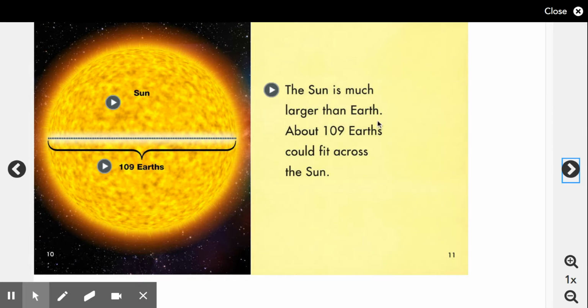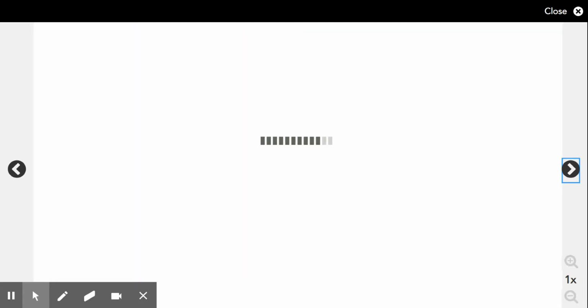And over here we have labels, which are text features. And we have a diagram explaining 109 Earths could fit across the sun. So if you counted all of those little dots, it would be 109. We are reading The Sun, an expository text.